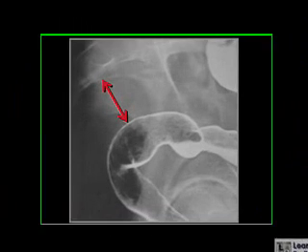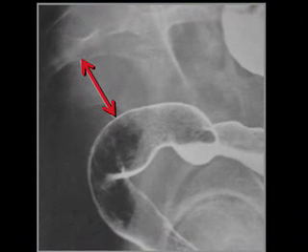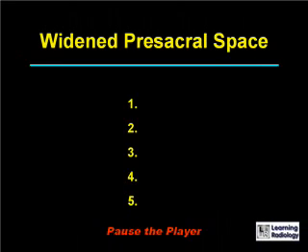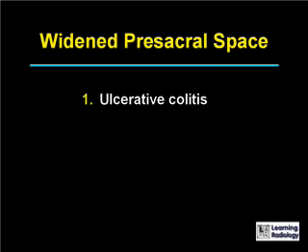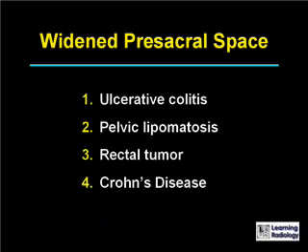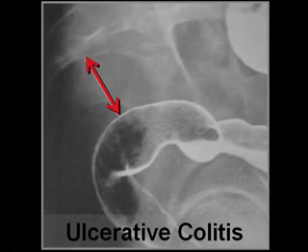This is the next differential. The differential is for a widened presacral space. There are 5 causes listed. The 5 causes include ulcerative colitis, pelvic lipomatosis, a rectal tumor, Crohn's disease, and a sacral tumor.